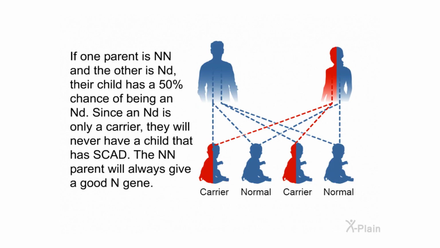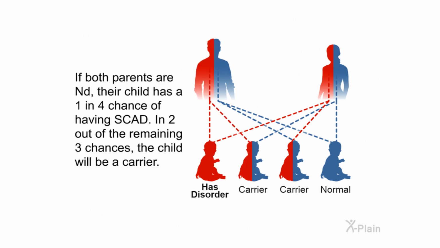If one parent is NN and the other is ND, their child has a 50% chance of being an ND. Since an ND is only a carrier, they will never have a child that has SCAD. The NN parent will always give a good N gene. If both parents are ND, their child has a 1 in 4 chance of having SCAD. In 2 out of the remaining 3 chances, the child will be a carrier.